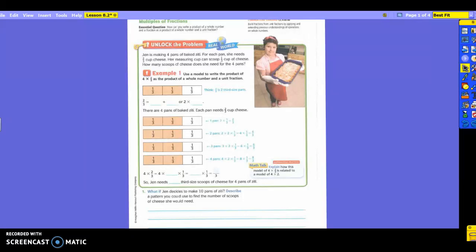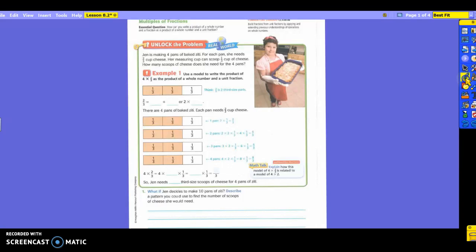Right, today we're going to talk about multiples of some fractions. So let's read the problem so we know what we have to do with it today. Jen is making 4 pans of baked ziti. For each pan, she needs 2/3 cup of cheese. Her measuring cup can scoop 1/3 cup of cheese. How many scoops of cheese does she need for the 4 pans?